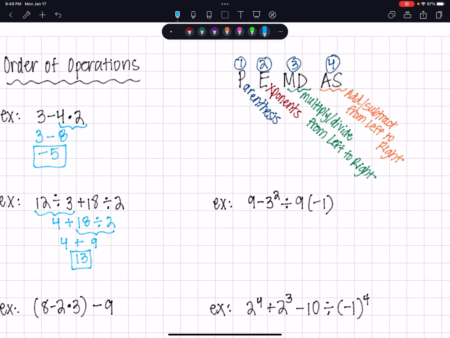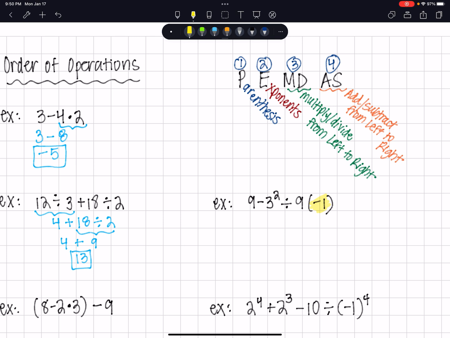Okay, so those first two examples allowed us to work with steps 3 and 4. We're going to now look at a problem that has some exponents. But I always go back to my PEMDAS, and I always look for that first step of parentheses. And I have 9 minus 3 squared divided by 9 times negative 1. Now that negative 1 looks like it might be parentheses, but when I look inside the parentheses, there's nothing for me to do. So now I go on to step 2, which is exponents.